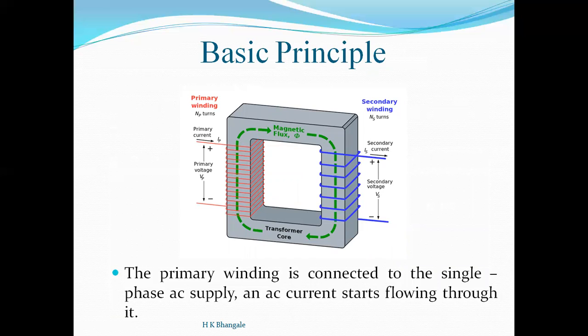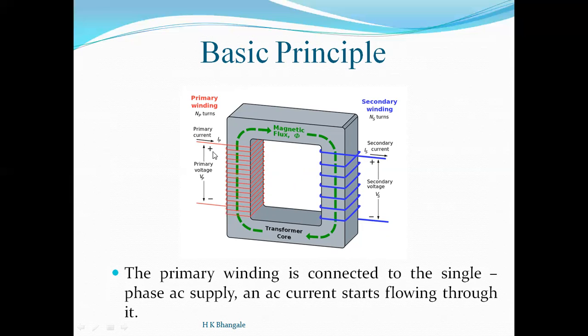The transformer works on the principle of mutual inductance, which states that when two coils are inductively coupled, and if current in one coil is changed uniformly, then an EMF gets induced in the second coil. Here two coils are wound on a transformer core. This first coil is called the primary coil, which is wound on this side. The second coil is called the secondary coil, which is wound on the opposite side. Both are isolated from each other.